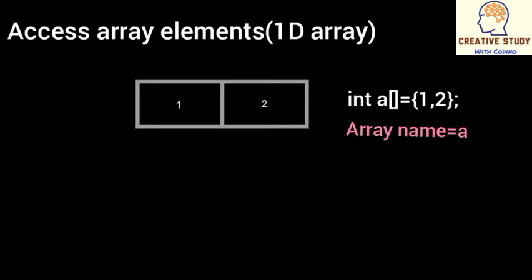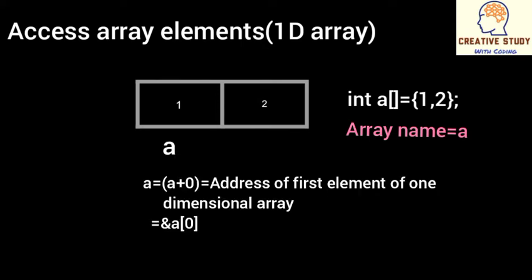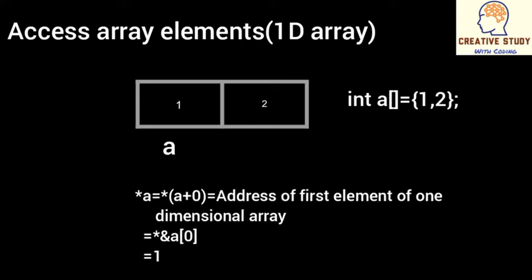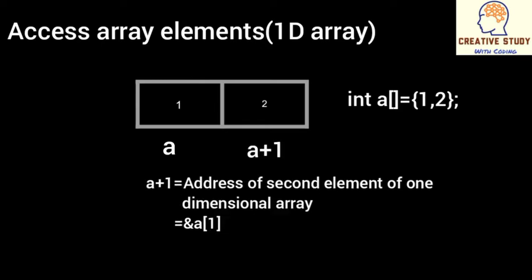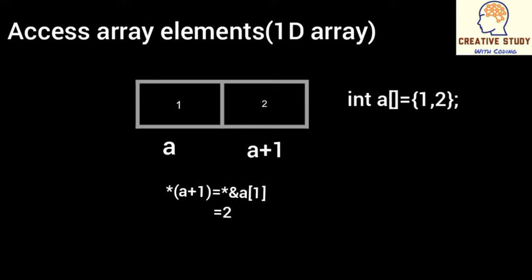Array elements are accessed on the basis of indices. In case of pointers, array elements are accessed on the basis of addresses. So A or A plus 0 gives the address of the first element of the one-dimensional array, which is equivalent to the address of A[0]. And by putting the dereference operator asterisk sign, we can get the value. And A plus 1 gives the address of the second element of the one-dimensional array, which is equal to the address of A[1]. And by putting an asterisk sign before it, we can get the value.